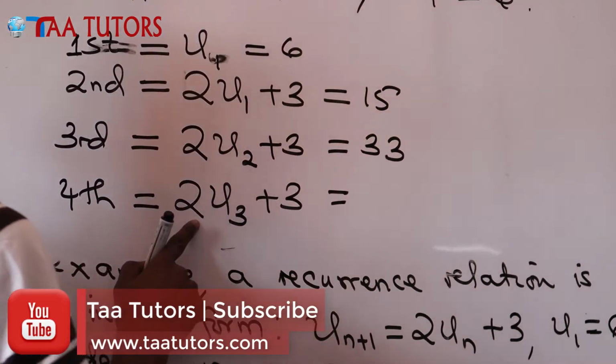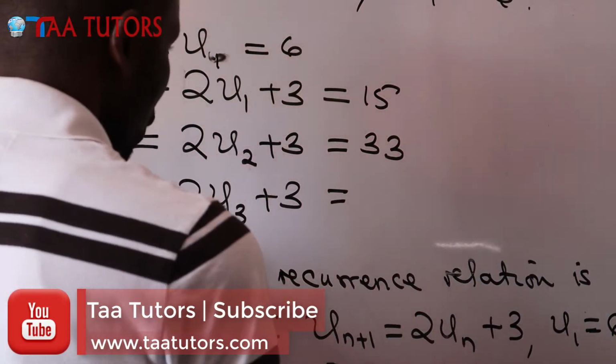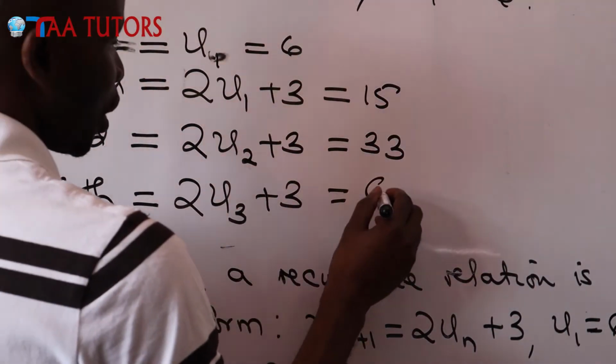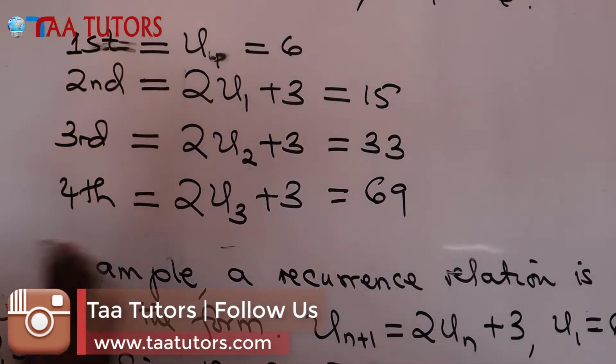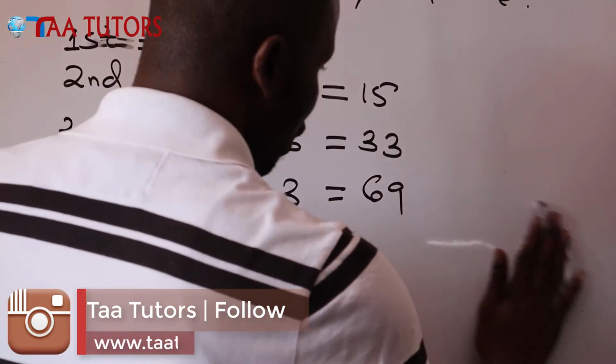And the third term here is 33. So 33 times 2 is 66 plus 3 is 69. Those are 4 terms. We wanted to get the first 5 terms.